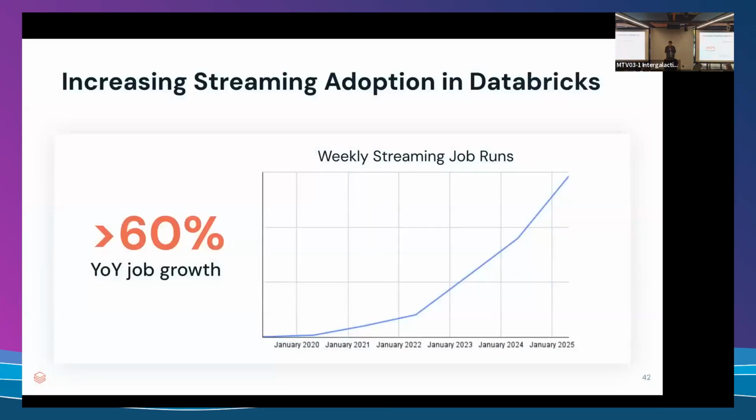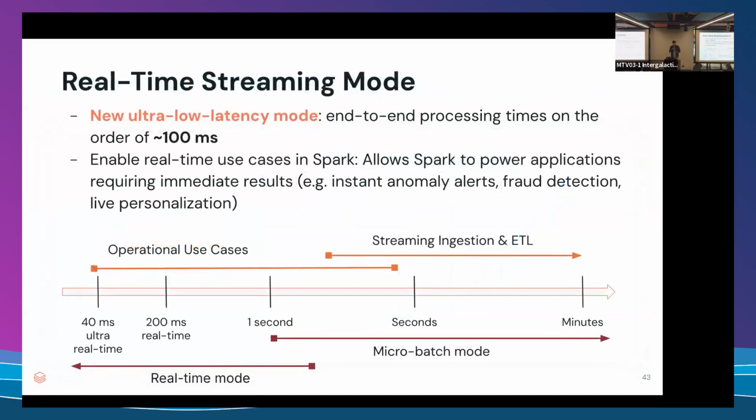Thank you. I'm going to talk about streaming first. Streaming has been growing really strongly at Databricks internally, at least 60% year-over-year growth. But we see more and more low-latency use cases, around 100 milliseconds. And traditionally, people might use different frameworks such as Flink to handle those more real-time use cases.